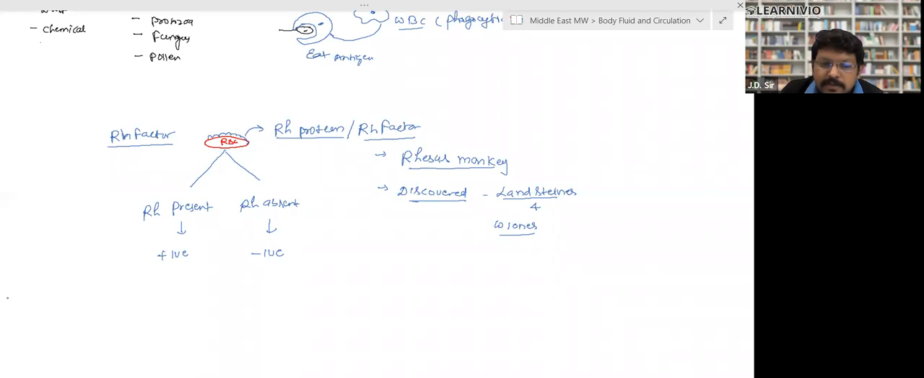O negative is rare. So suppose that you and I both have A blood group, right? And my RBCs have a protein on the surface, Rh protein. So I'll be Rh positive, or you can say I am A positive. And if you have the same blood group, but you do not have Rh protein, then you will be A negative. Clear?